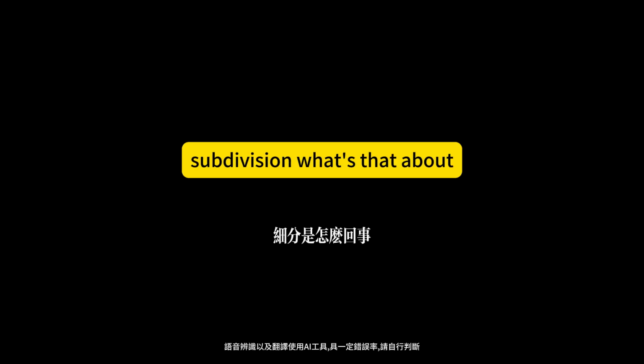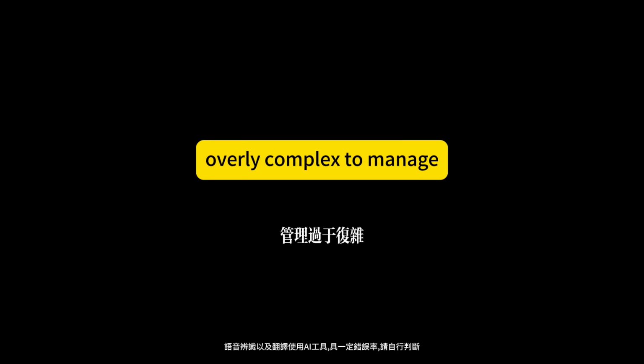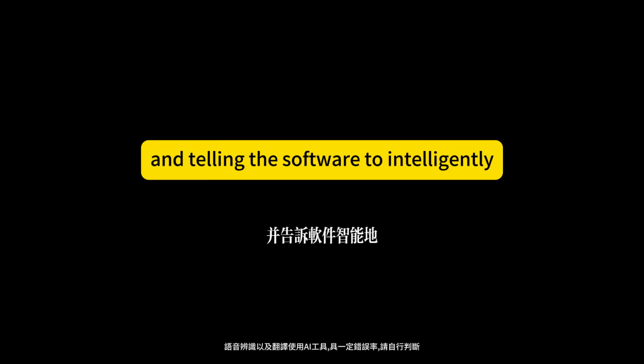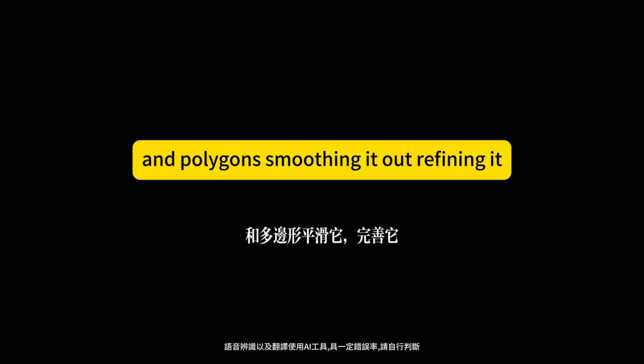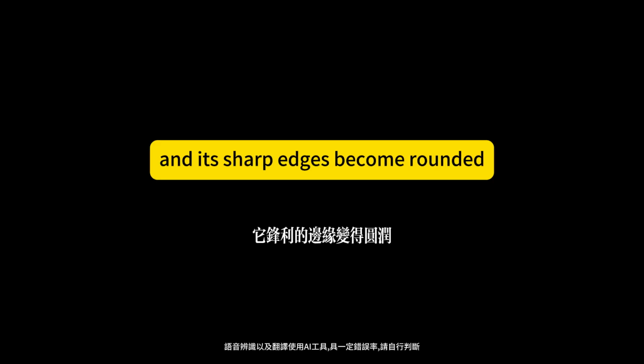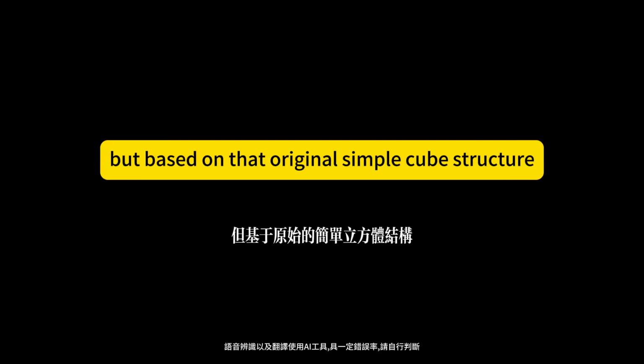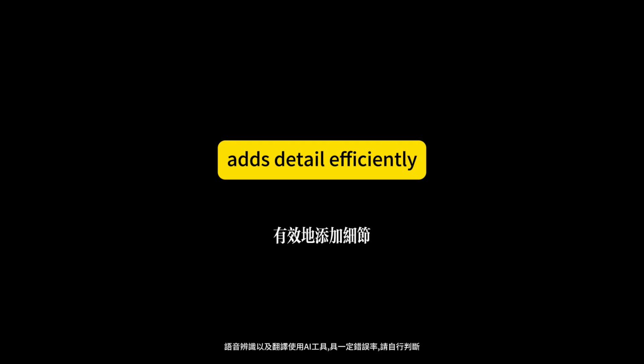Subdivision. What's that about? Subdivision is a clever way to add detail to a model without making it overly complex to manage. Think of it like taking a basic shape and telling the software to intelligently add more points and polygons, smoothing it out, refining it. So like the cube example, you apply subdivision, and its sharp edges become rounded, it starts looking more like a sphere, but based on that original simple cube structure, adds detail efficiently. Cool.